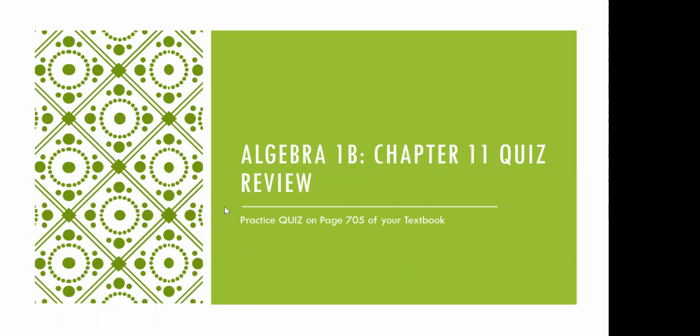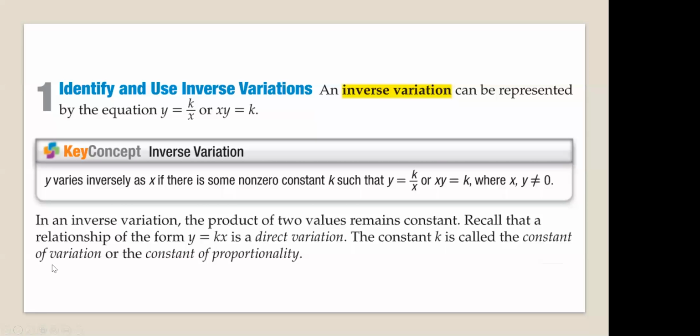All right, so like I said, this is a review for the Chapter 11 quiz for algebra, and this is on page 705 of your textbook. All right, so the first section talks about inverse variation, and we can use one of these two equations. So we have either y equals k over x, or x times y is equal to k, okay? And notice that y cannot be equal to 0, okay? So it says in an inverse variation, the product of two values remains constant, okay?